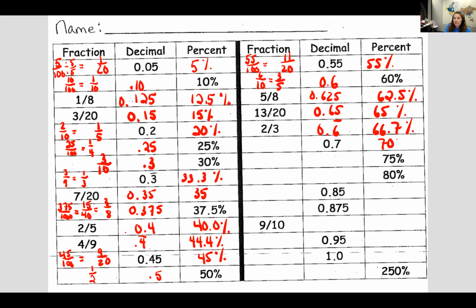This would be 70%, which is 7/10. 75%, 75 over 100 simplifies to 3/4, which is 0.75. 80% is 0.8, which is 8/10, which equals 4/5. This would be 85%. So 85 over 100, divide both of those numbers by 5, and what do we get? 17 20ths.